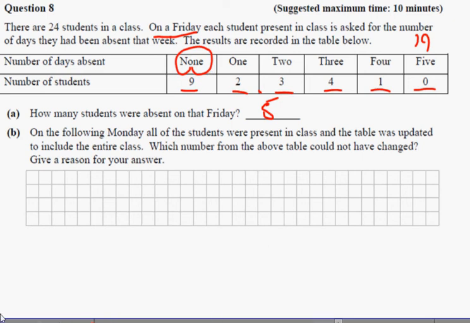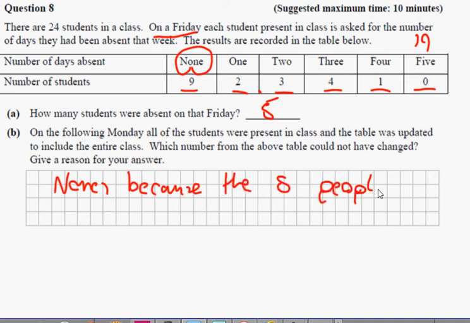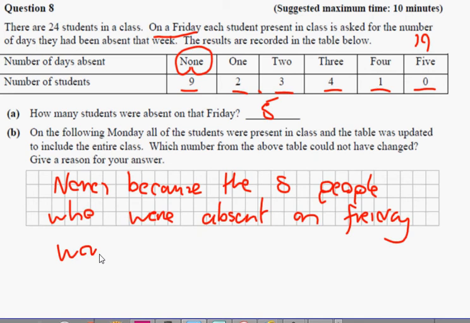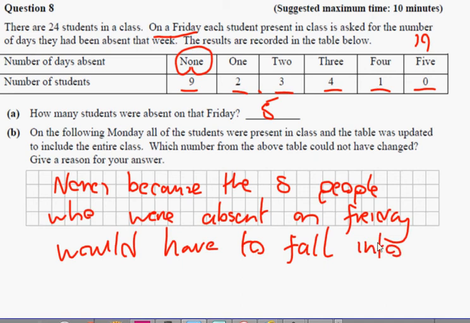Oh wait. Number of students absent, none. Sorry. So the answer is none, because the 5 people who were absent on Friday would have to fall into the other categories, because they at least missed 1 day.